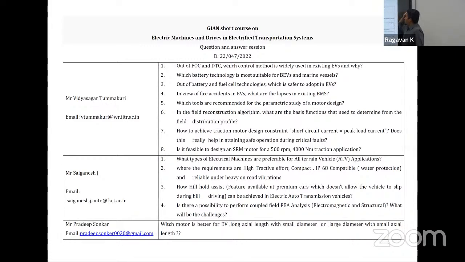In view of fire accidents in EVs, what are the lapses in existing BMS? So there's a lot going on right now. In fact, they're even trying to figure out which culprit they should be going after. In some cases, for example, there's gasification that can happen, which means you have to design your battery cell itself properly. Right now, one of the things you do need to be looking at is prognostics. You have to start looking at state of health very carefully. You cannot only look at markers that tell you when the cell has gone bad. So SOH is a very important factor.